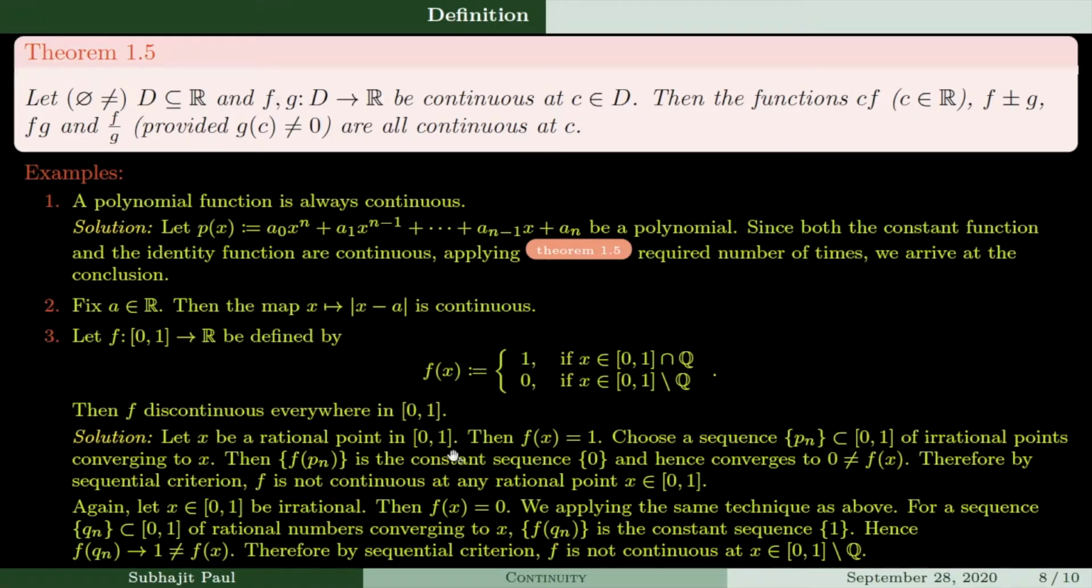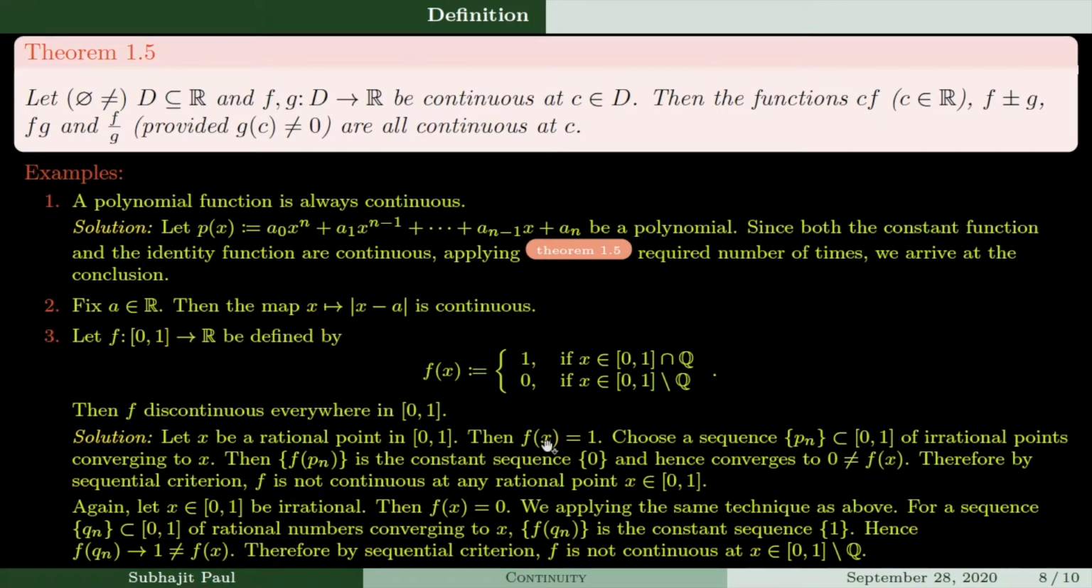So we will show that x is a rational point and there the function is discontinuous. Next, we will assume x is an irrational point and show the function is discontinuous at that point too. Okay, so these are our two-stage proof. At the first stage, let x be a rational point.